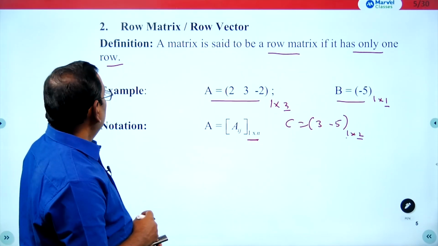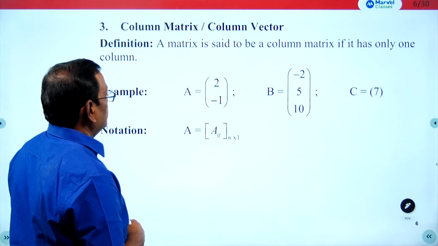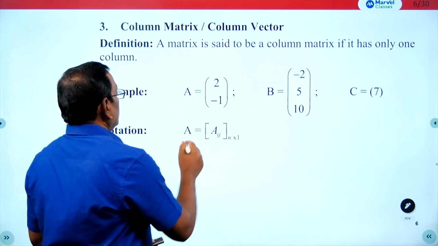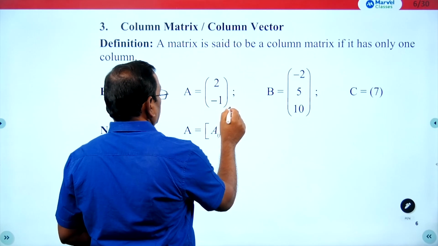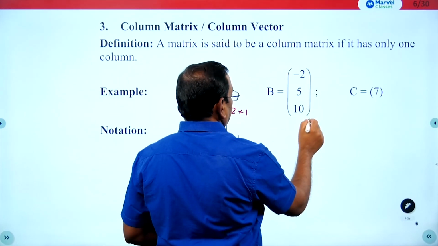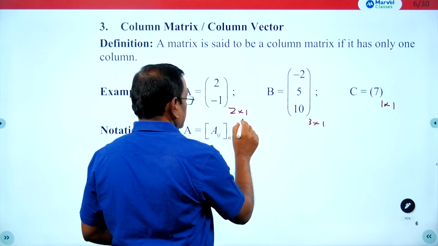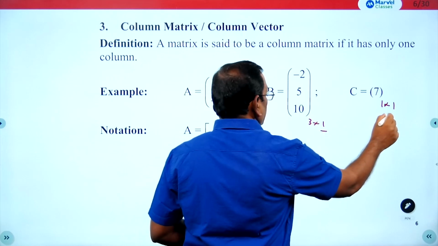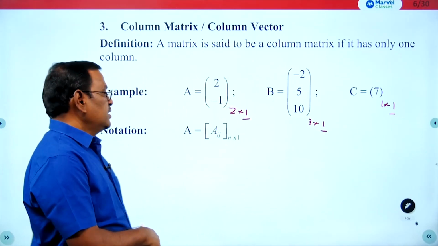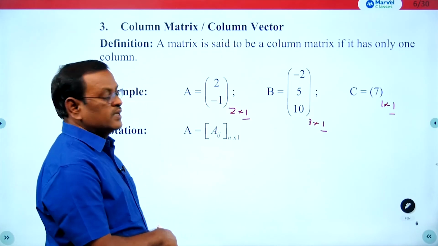Okay, and the third type, column matrix or column vector. A matrix is said to be a column matrix if it has only one column. Example: 2, minus 1, this is 2 by 1, and this is minus 2, 5, 10, 3 by 1, and this is 1 by 1. See, if you check the second value, all are 1, because a column matrix should contain only one column.